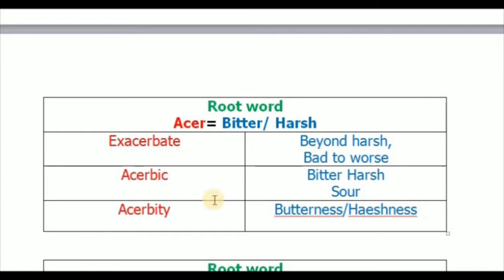Next word, acerbic. Acerbic means bitter, harsh, or sour. Acerbic comment, acerbic lemon juice. Bitter, sour. For this, we took an example, acerbic comments. For sour, acerbic lemon juice. Okay, next one, acerbity. Acerbity means bitterness and harshness.